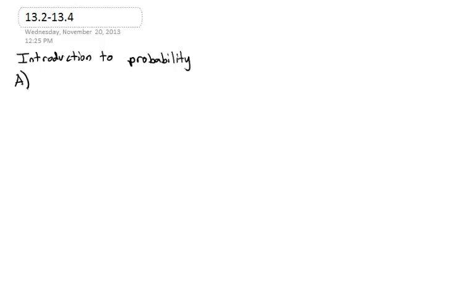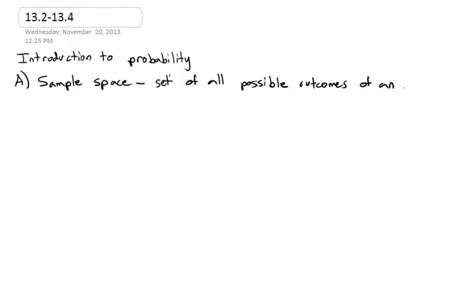And probability starts out with making sure we know how to clearly define what is called the sample space. The sample space is the set of all possible outcomes of an experiment.